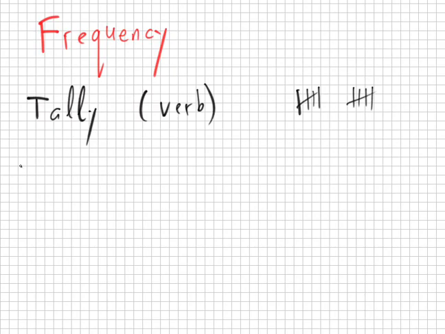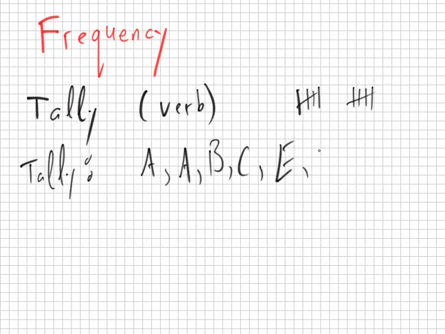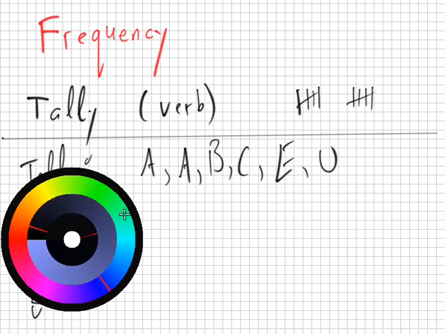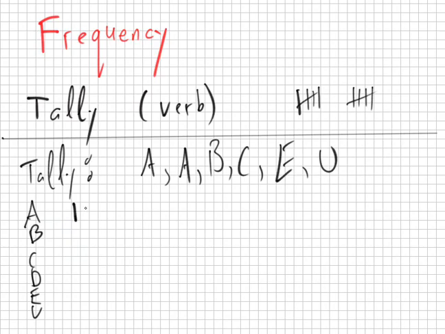So, for example, if I said to tally this data here, A, B, C, E, U, so they're grades, right? I'd write down A, B, C, D, E, and U. Let's do a different color. I got A, B, C, E, U. Now if I put in some more, let's put in 3 more A's at the end. And I have 1, 2, 3.